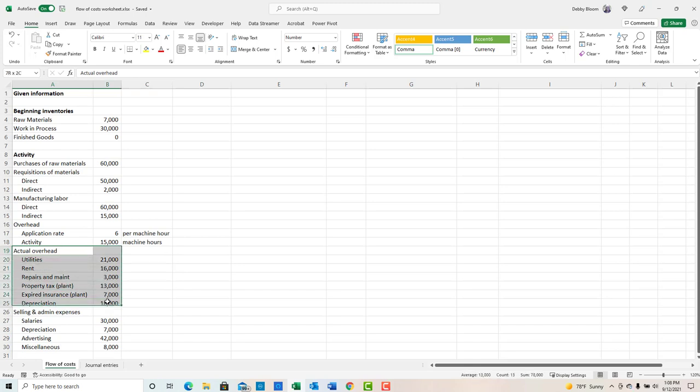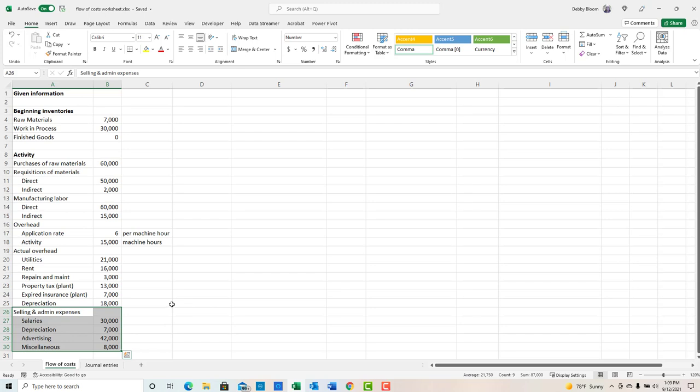During the month, we incurred the following actual overhead costs. Remember, all overhead costs are plant. They're related to production. And then we have the following selling and administrative expenses, which are period expenses.